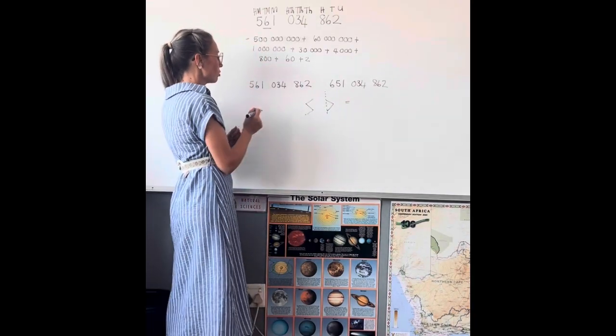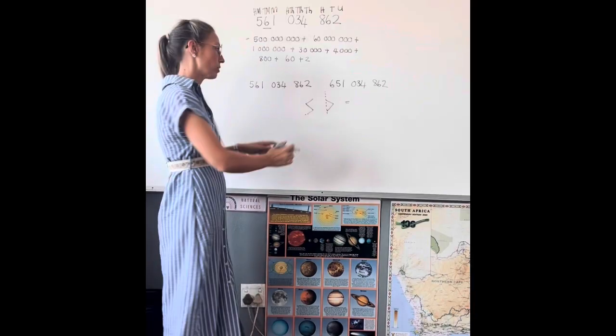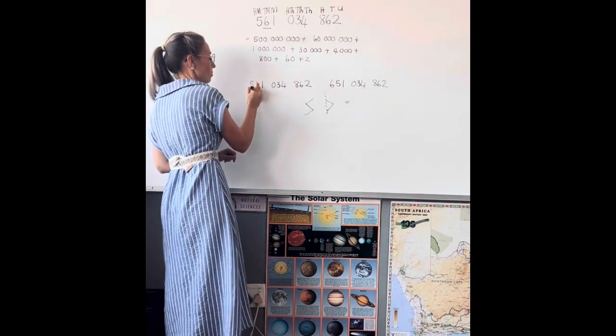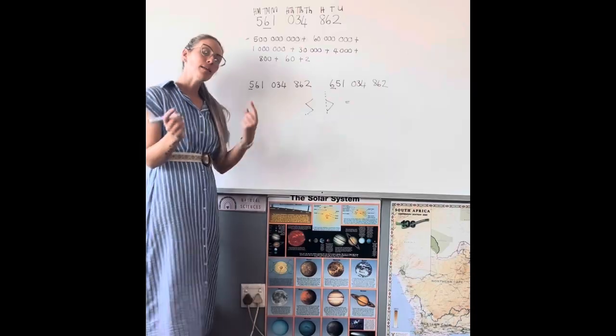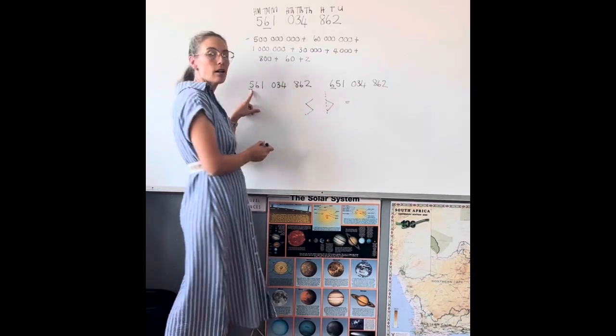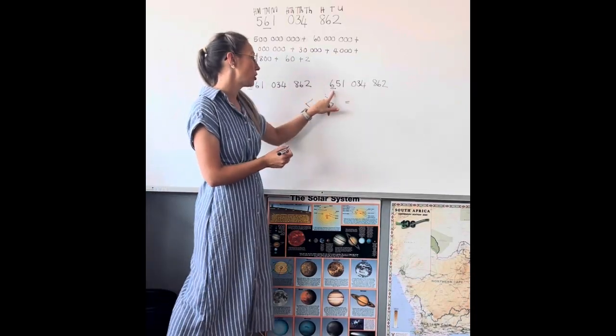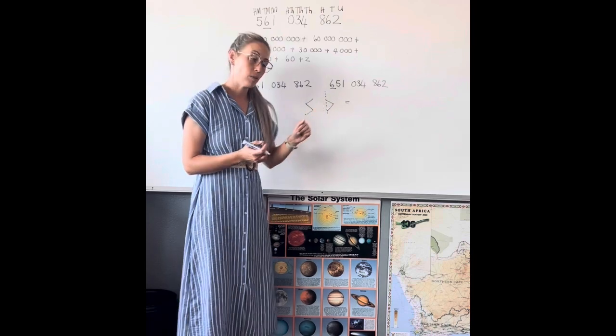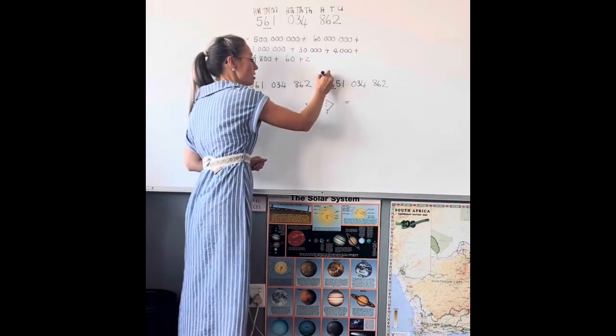When I compare these two numbers, I would always start with the biggest place value first, my 100 millions. And immediately I see that on this side I have 500 millions, and over here I've got 600 millions, which means that this side is smaller.